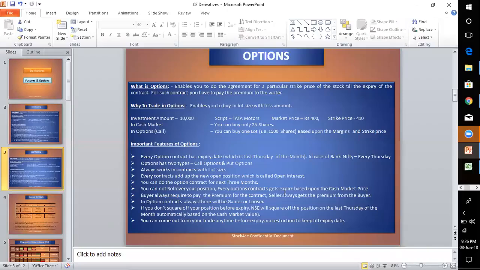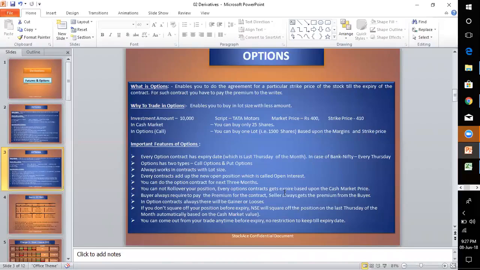If you don't square off your position, same thing. If you are not going to square off your position, NSC will come into the picture and they will square off your position on the last day of the month. It will automatically get squared up based on the cash market price. And you can come out from your trade anytime.